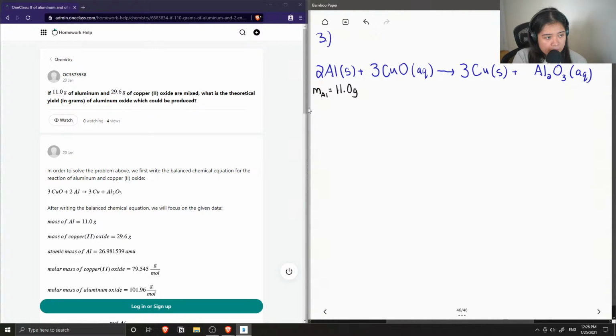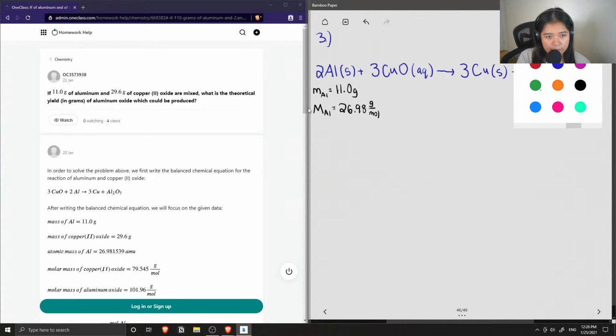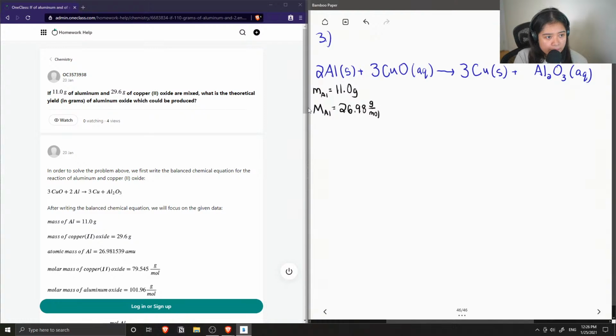And we can also write down the molar mass of aluminum, which can just be found on your periodic table. It's 26.98 grams per mole. Okay, so these are all the variables we know for aluminum. So now let's do the same thing for copper. We know the mass of copper 2 oxide is 29.6 grams.